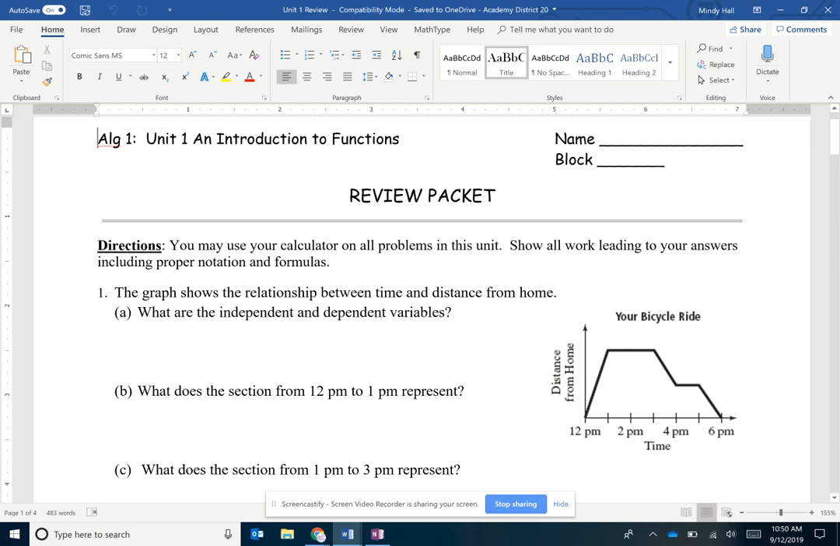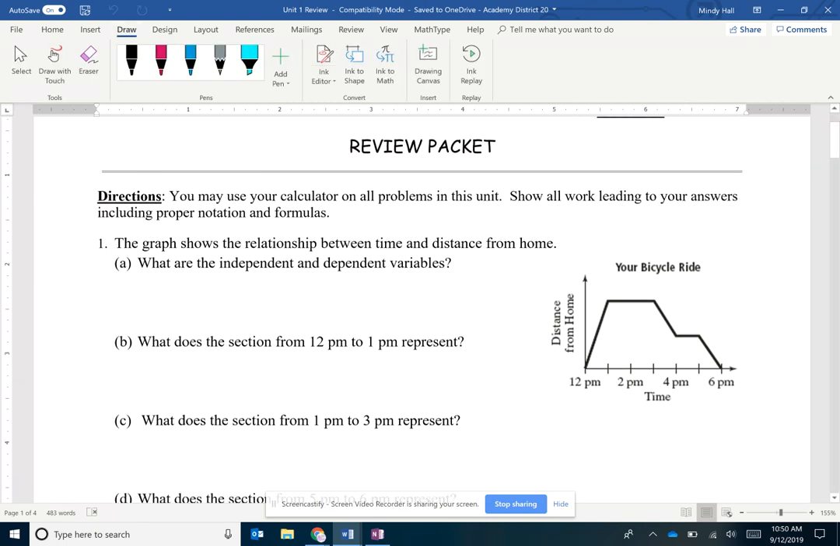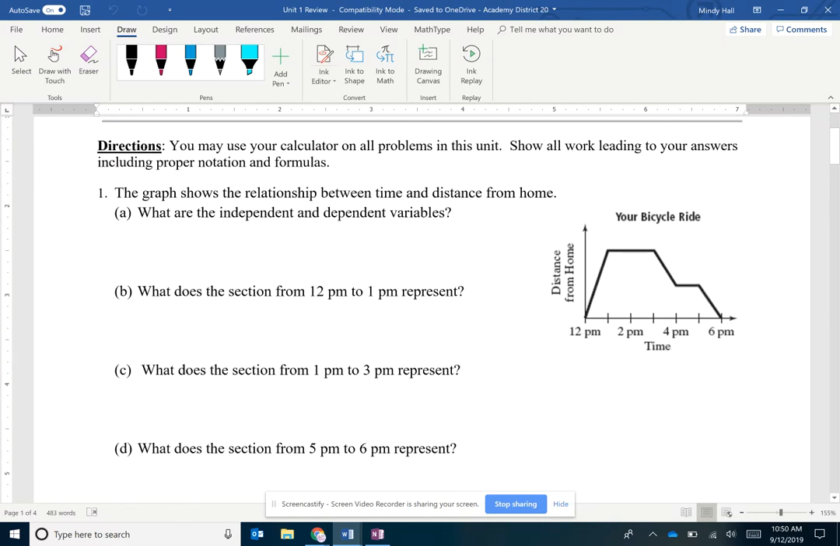All right, so this is the video for the Unit 1 review for Algebra 1. So starting off, the graph shows the relationship between the time and distance from home. We want to know what are the independent and dependent variables. Our independent variable is always our x-axis, and our dependent variable is always the y-axis. So in this case, our independent is time, and our dependent variable is distance from home.